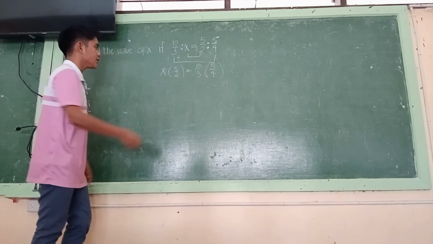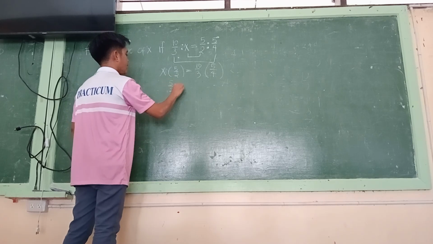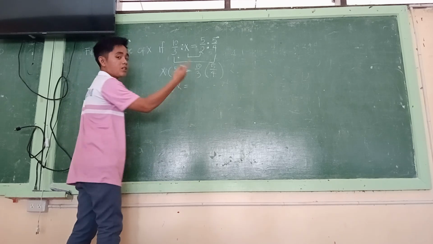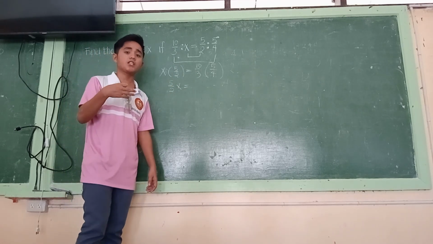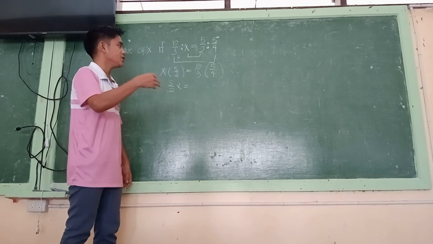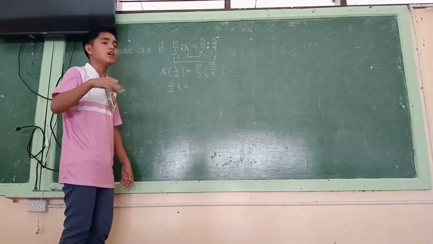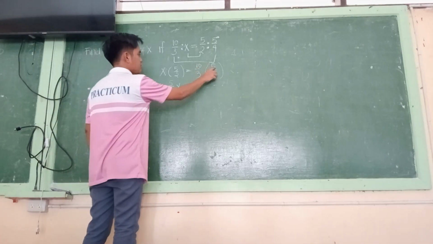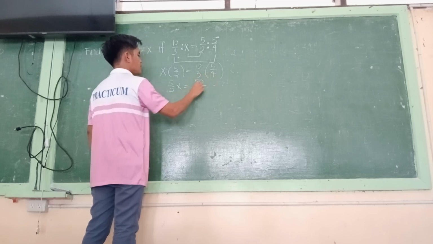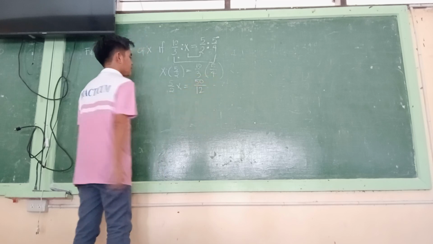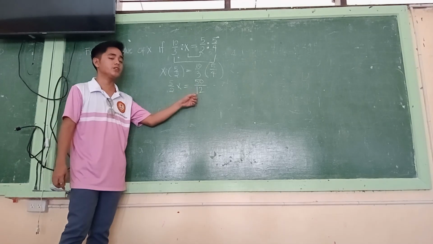Now, let's multiply. So x times 5 over 2, that is 5 over 2x is equal to, since it is a multiplication, when you multiply fractions, it is straightforward: numerator to numerator, denominator to denominator. You can also simplify first, but here we just multiply. So 10 times 5, that is 50, over 3 times 4, that is 12. Now we have 5 over 2 x is equal to 50 over 12.